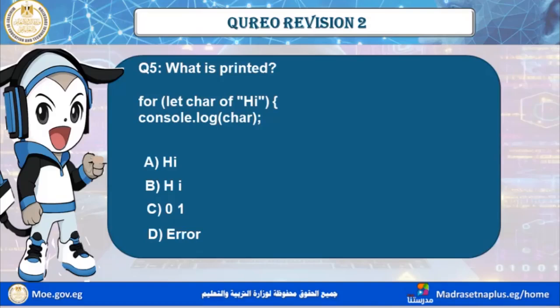So "hi" is one word. Now we have two characters here inside the loop, which are H and I separately, and this is the correct answer.